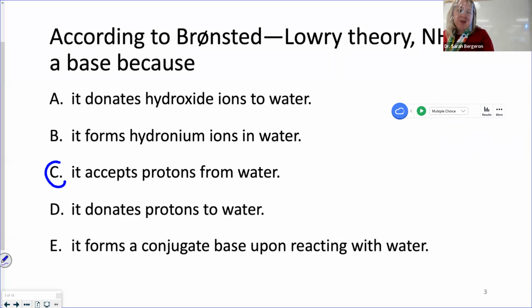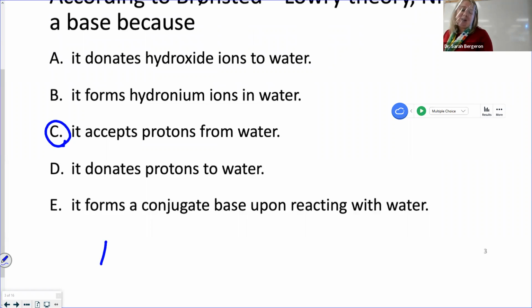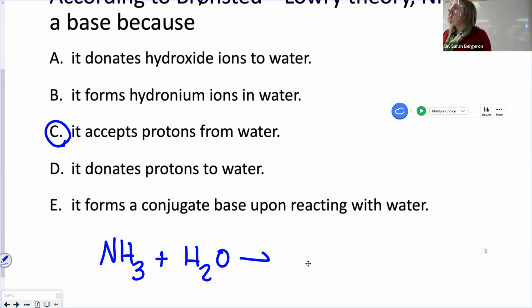Okay, so we know that NH3 is a base because it accepts protons from water. So what does that look like in a reaction? Right, and we said it's weak, so do I have a single arrow or a double-headed arrow? A double-headed arrow. It looks like that, so we can go forward and reverse. If NH3 is a base, it's going to do what? Accept a proton. So if it accepts a proton, how do I write it? Add a proton. What's a proton?